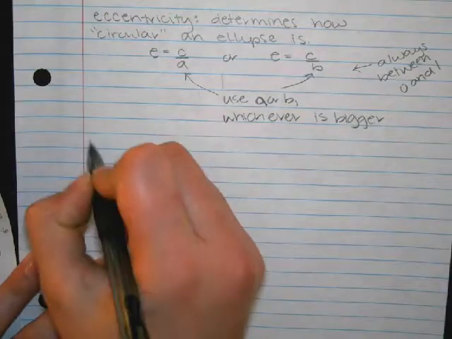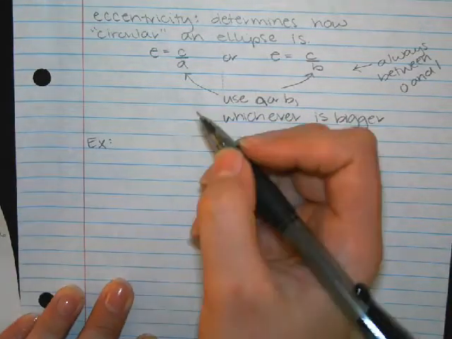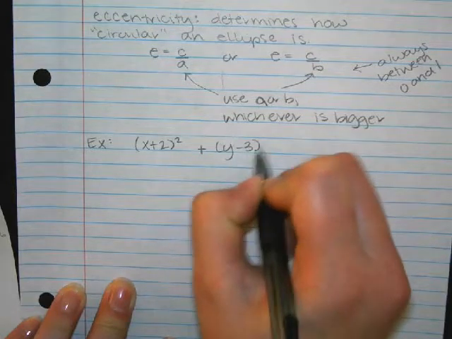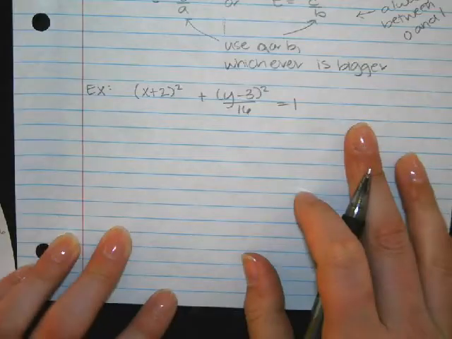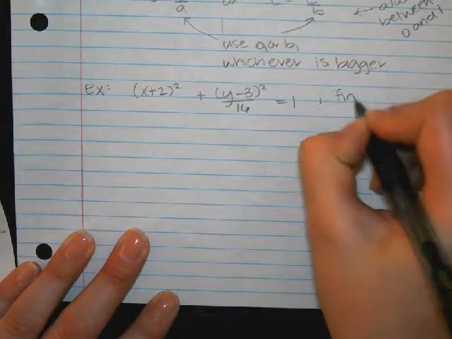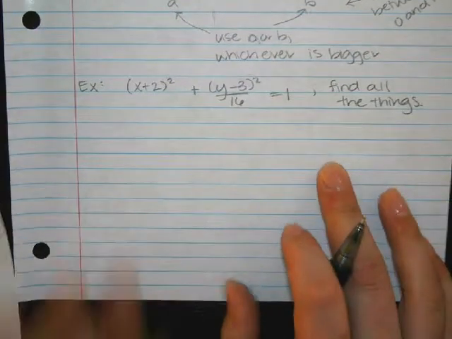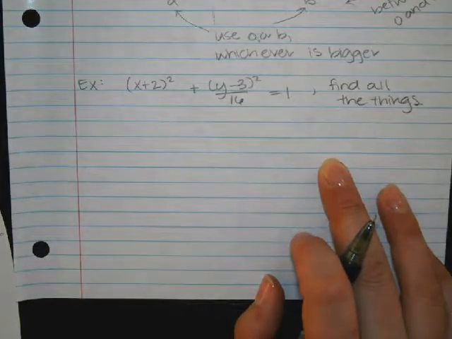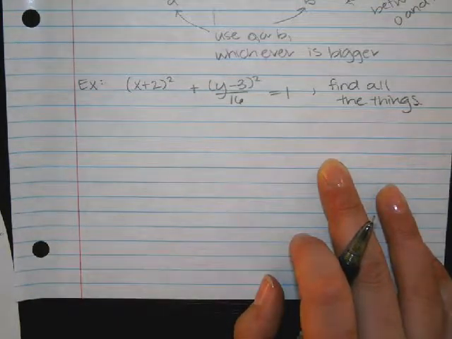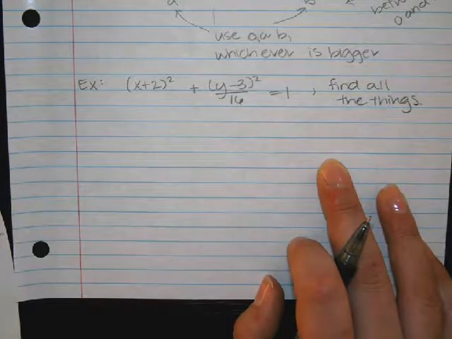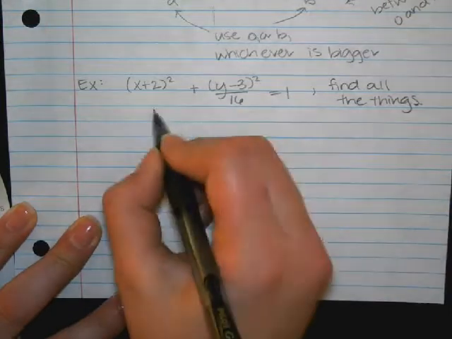Okay, so here is the problem we're going to work with first. We're going to have (x + 2)² plus (y - 3)² over 16 equals 1. And the instructions, I'm going to say find all the things, because I don't want to list them all out. Find all the things. Okay. So the center is (-2, 3).